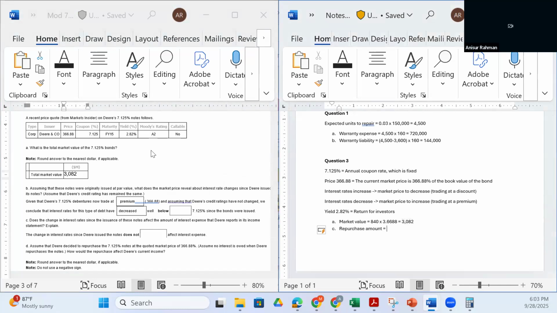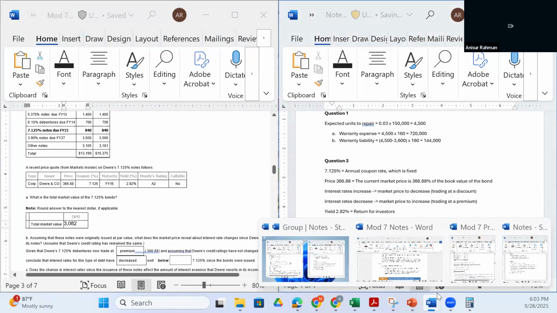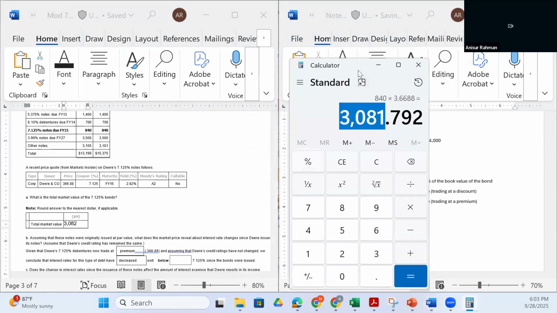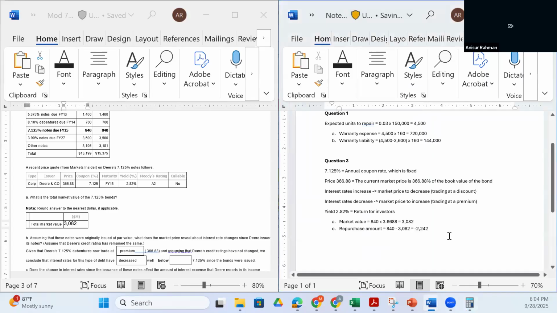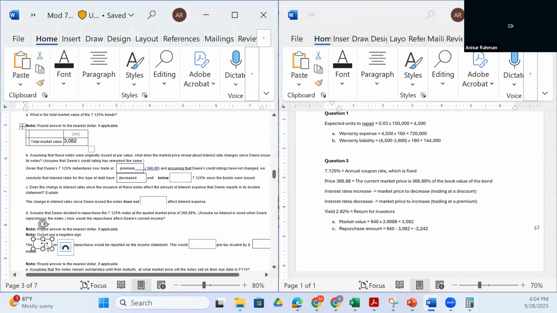But what is the value of the bond to them, the book value? Book value is 840. So minus this, that will be a loss of 2,242. Do not use a negative sign.